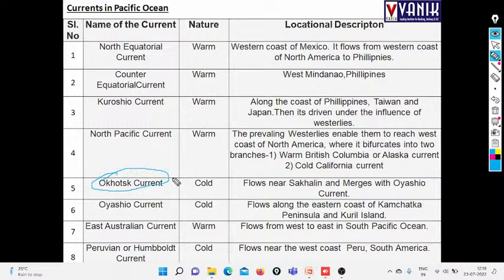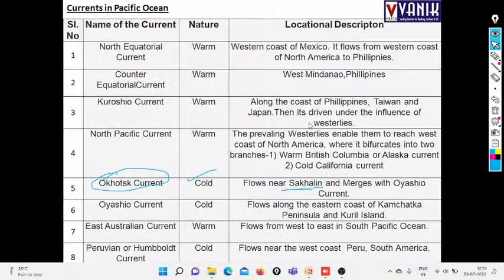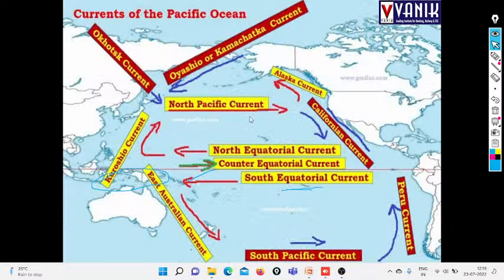the Okhotsk current. The Okhotsk current is a cold current near Sakhalin, and it flows near Sakhalin. Where it flows, the Okhotsk current, just see here. See this one, the Okhotsk current near Sakhalin. Sakhalin is an island near the coast of Japan. Here, Sakhalin. The Okhotsk current is here.